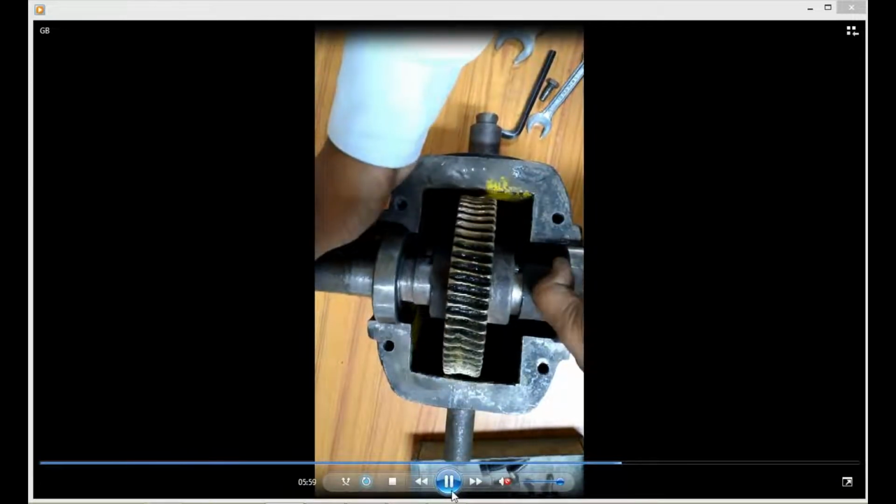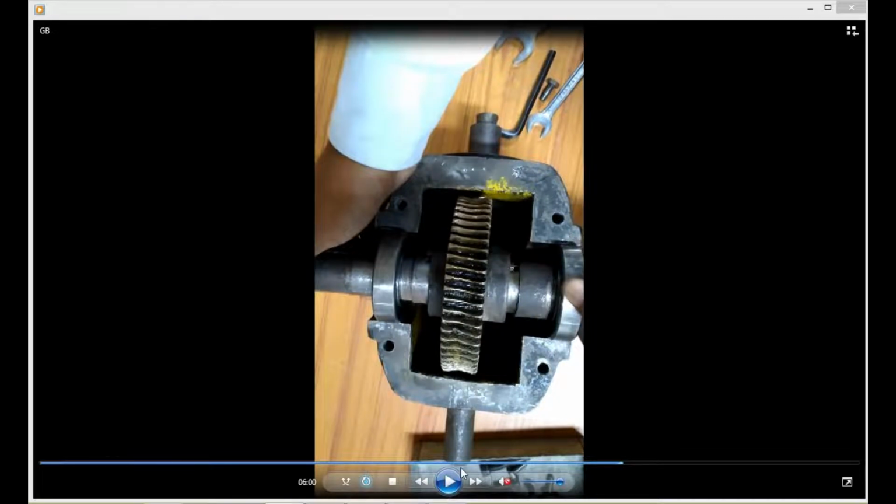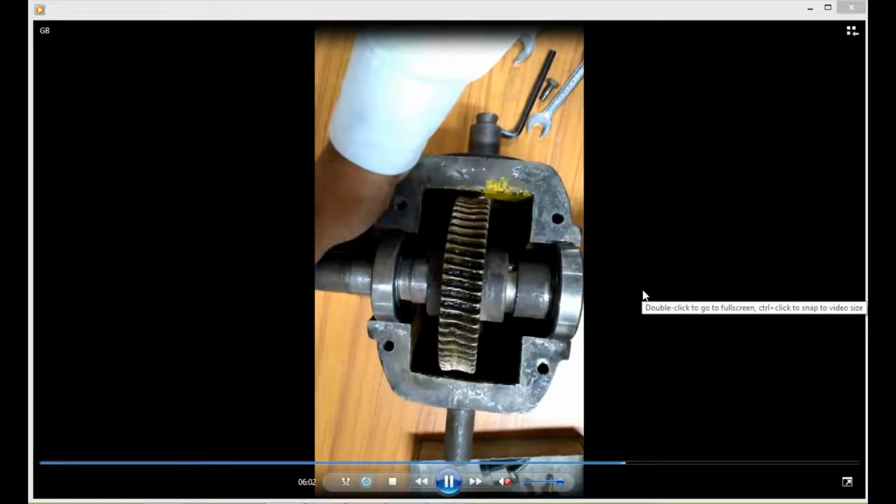Then the assembly process is the same thing in the reverse direction. Again you can insert the shaft, apply the cap, and so on. You can see this video carefully.